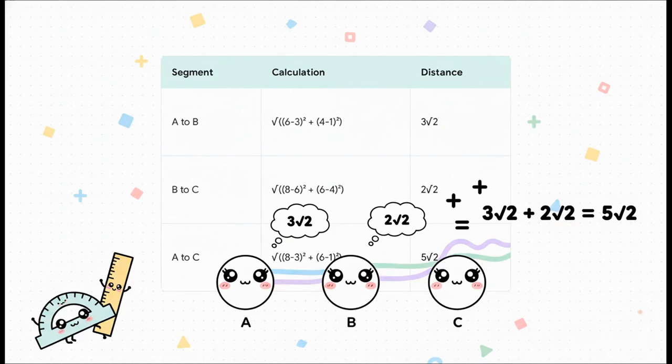First, we find the distance from A to B, then from B to C, and finally the total distance from A all the way to C. Now, if the 2 smaller parts add up perfectly to the length of the whole thing, they have to be in a single straight line. And look at this. 3 root 2 plus 2 root 2 equals 5 root 2. It's a perfect match. They're in line.